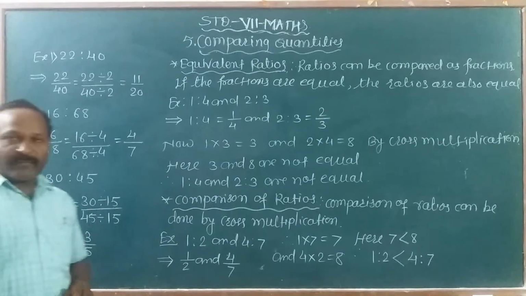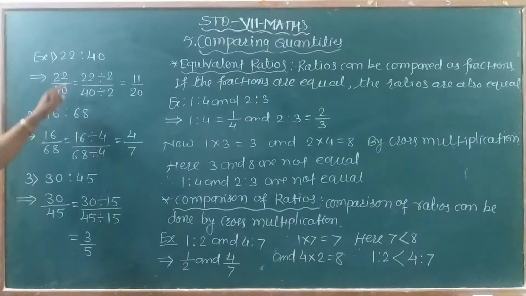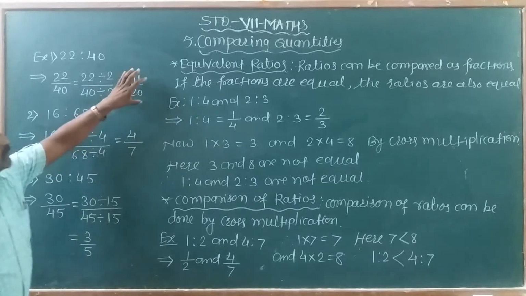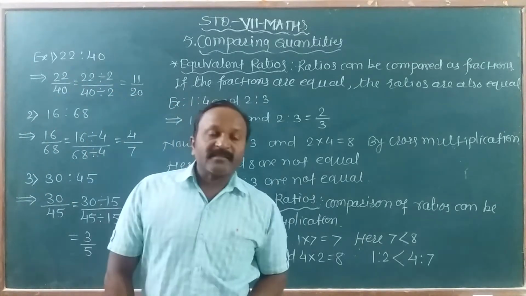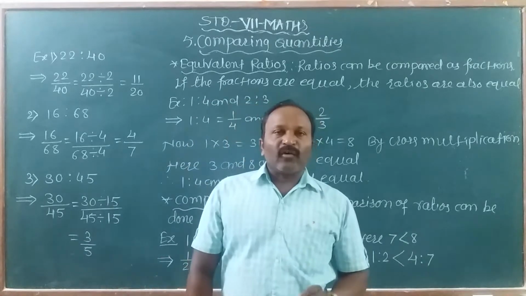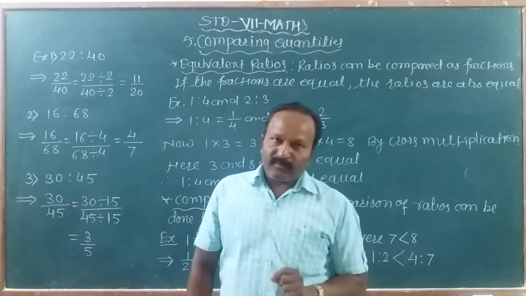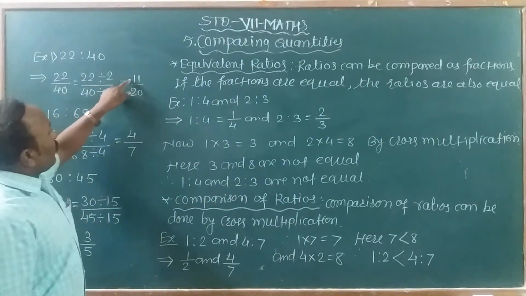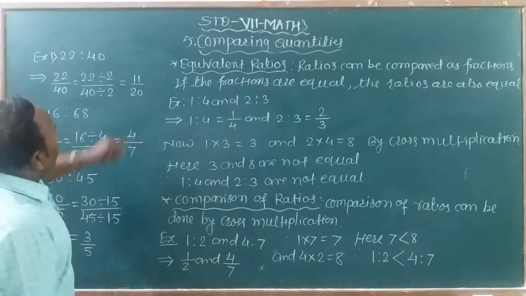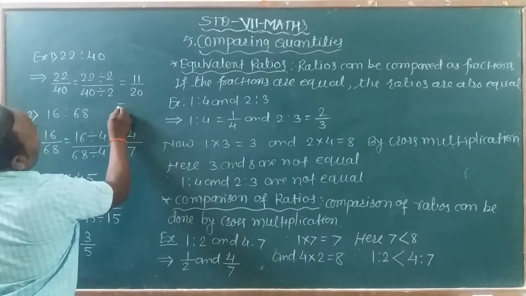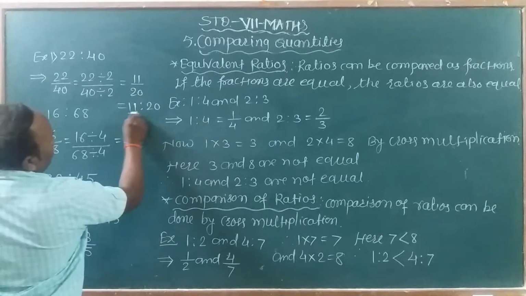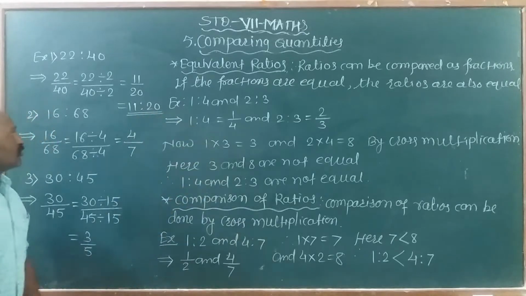First you write this ratio in fraction form, like 22 upon 40, and then both these numbers, 22 and 40, can be divisible by 2. So divide numerator and denominator by 2, you will get 11 upon 20. So this 11 upon 20 is the simplest form or lowest form of the ratio. Understood? This also can be written as 11 is to 20. इस तरीके से भी लिख सकते हैं आप 11 is to 20.